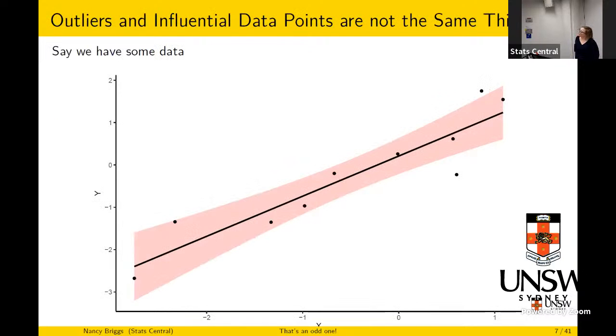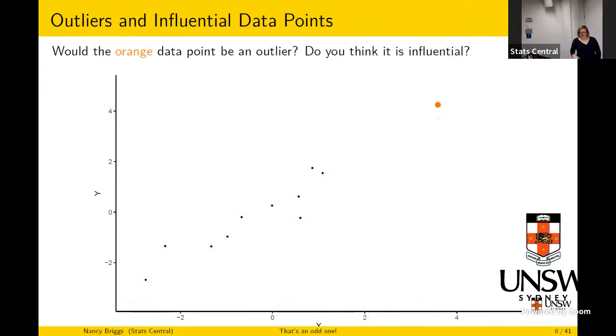So I'm going to show you some pictures about some outliers and potentially influential data points in a regression context. Here I have a small data set, and you can see that there are 10 data points here, and it has a very nice linear relationship. That black line is the regression line with the error confidence bands around it. And it looks very lovely. But say you actually had 11 data points, and this is the 11th data point.